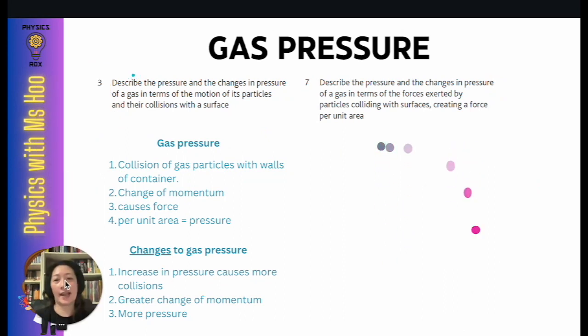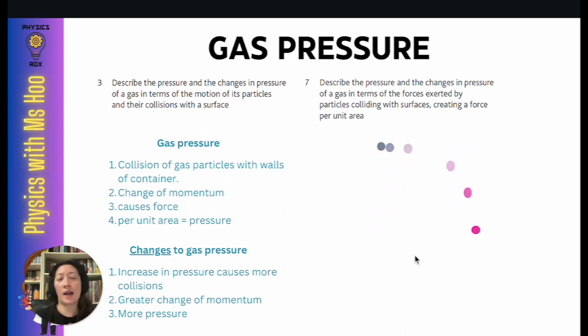Next, gas pressure. So you need to be able to describe the pressure and the changes in pressure of a gas in terms of the motion of its particles and their collisions with a surface. And you need to describe the pressure and the changes in pressure of a gas in terms of the forces exerted by particles colliding with surfaces, creating a force per unit area. So what's all that? Okay, in general, what you need to know are two different things. First of all, you need to be able to describe how gas particles are able to exert a pressure.